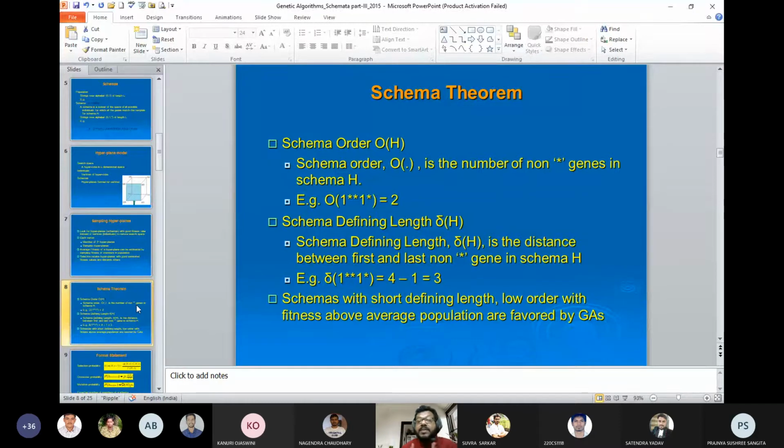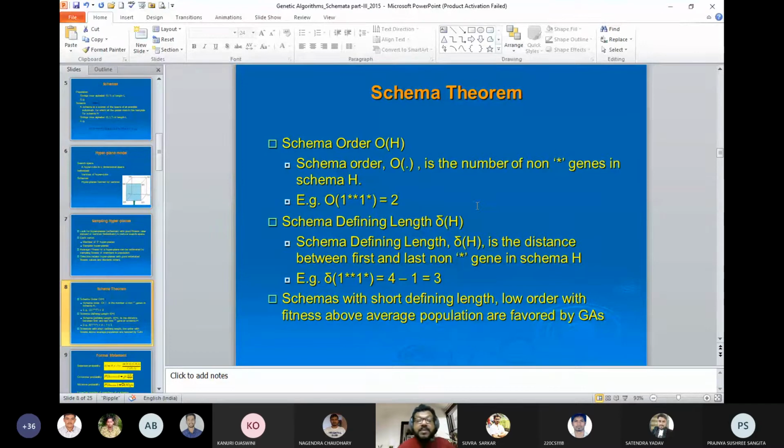Now if you look at a schema in a traveling salesperson problem, let us say there are 5 cities A, B, C, D, E. Let that be the order, and I want city A and city C to be selected. So my schema will be A star C star star. If I try to find the order, I will get 2 there too. First city is A, second city is star, third city is C, fourth and fifth cities are star star. So that also gives a schema where the order is 2.